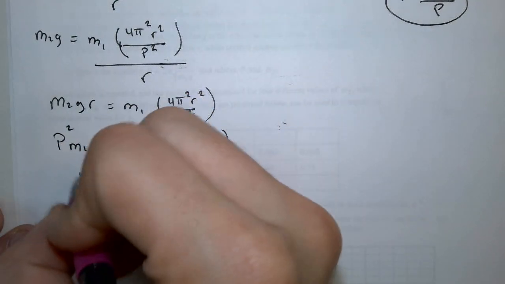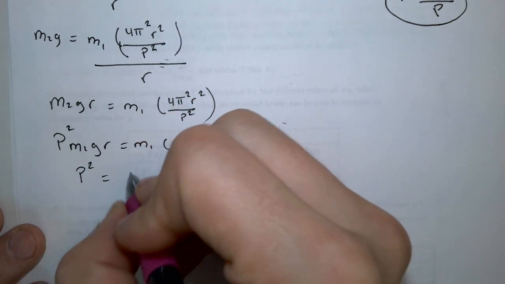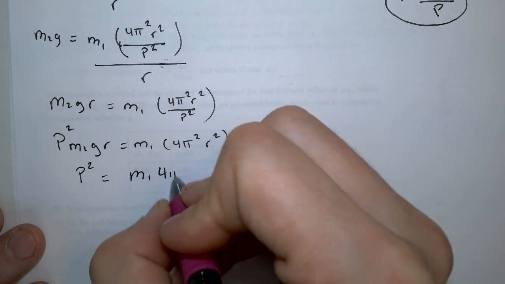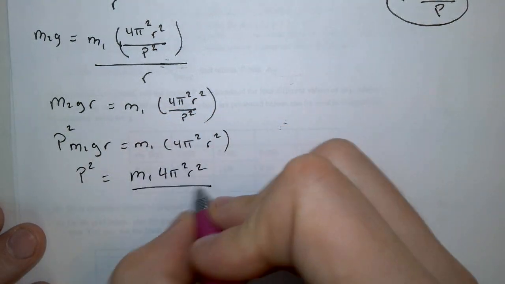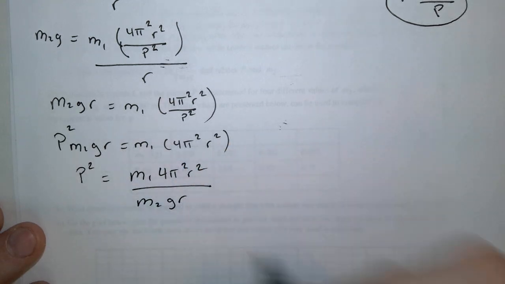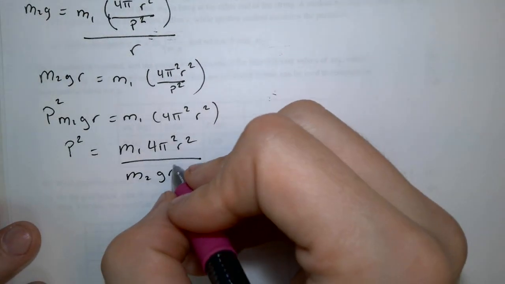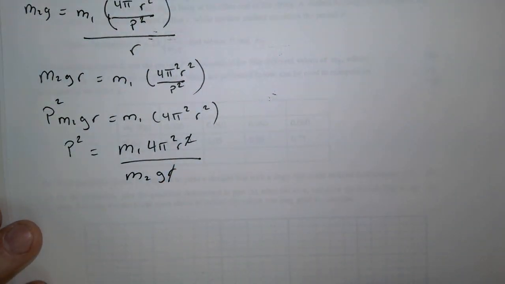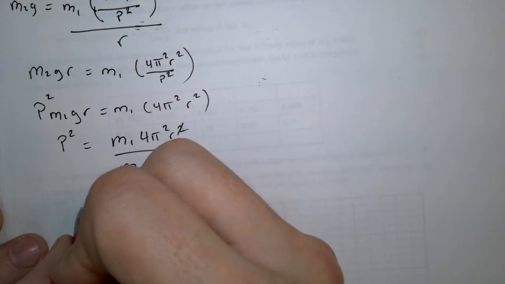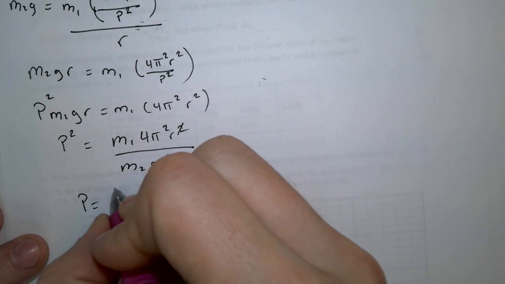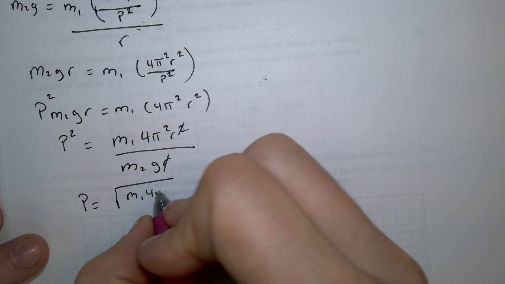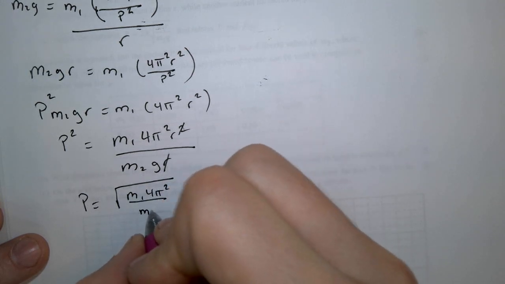Let's solve for p. So p squared, we get m1 4 pi squared r squared divided by m2 gr. One of these r's will cancel. And then we have to square root everything. So we get p is equal to the square root of m1 4 pi squared r over m2g.